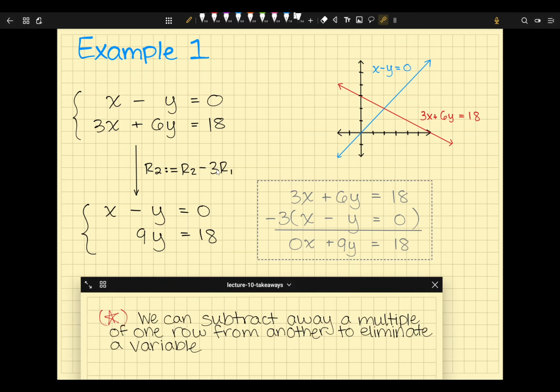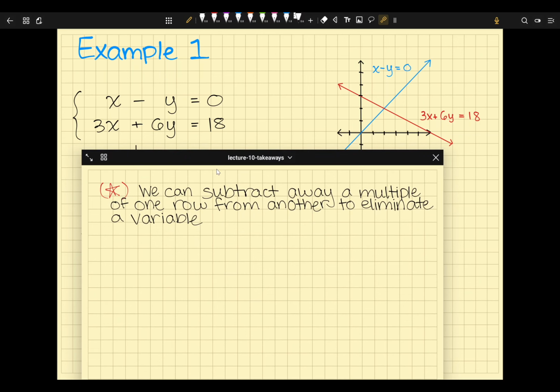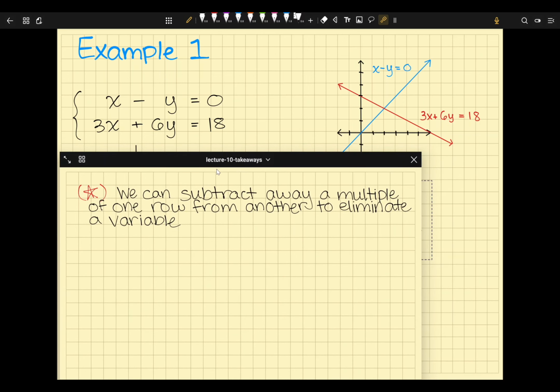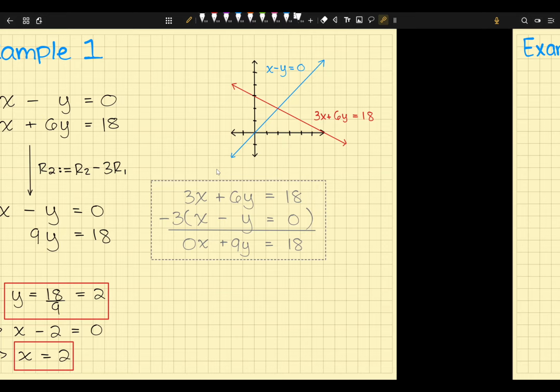And what is our takeaway from this example? Well, our takeaway is that we can subtract away a multiple of one row from another to eliminate a variable. And this is like the thing that we're going to do again and again. All right, let's put that away for now, and we'll go on to our next example.